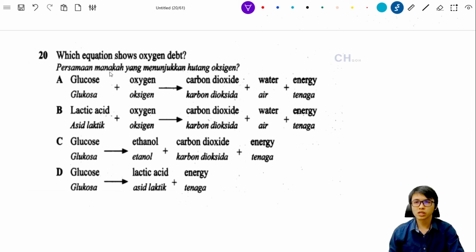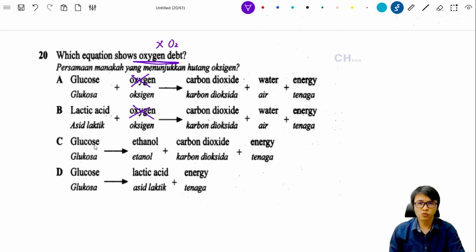Question 20. Which equation shows oxygen debt? Oxygen debt is the condition when you are doing vigorous exercise and you use too much oxygen until you exceed the amount of oxygen that your body can provide. And it will cause a condition called oxygen debt. Since this condition happens when you lack oxygen, this reaction will not involve any oxygen. So option A, remove. Option B, remove. Now left with 2, C and D.